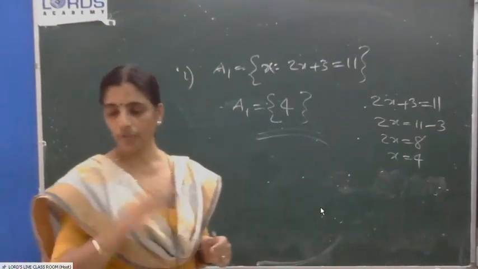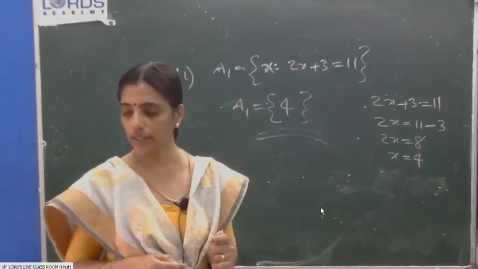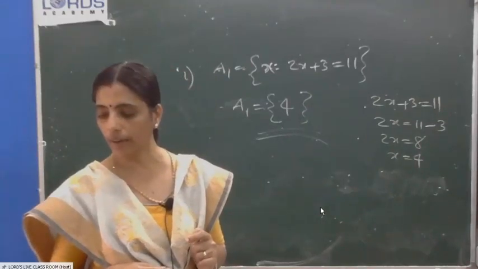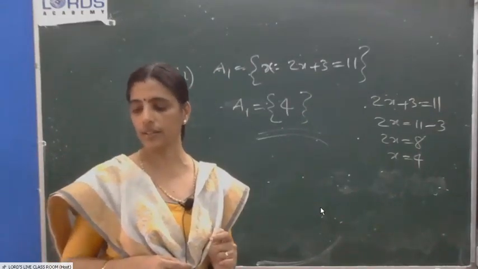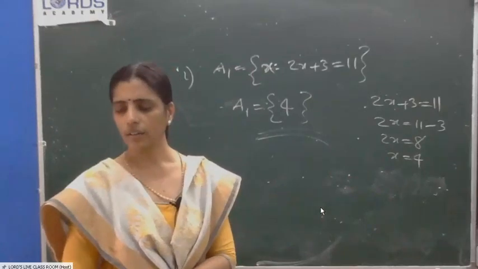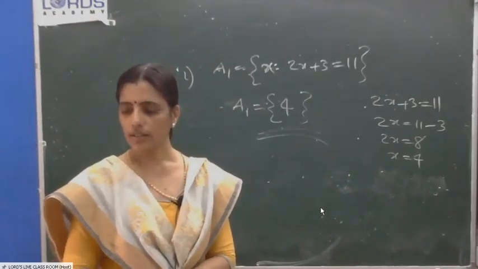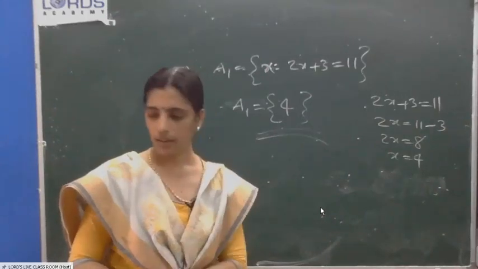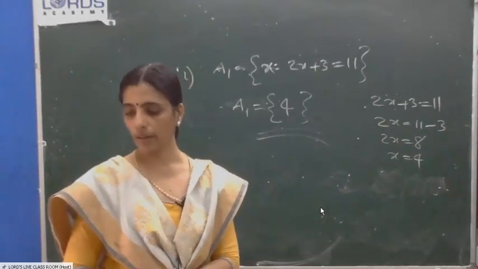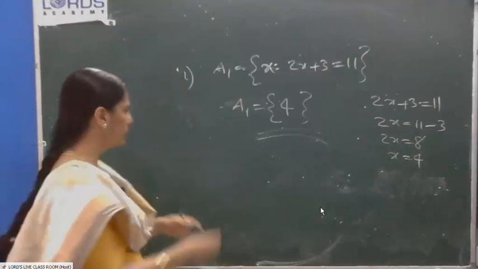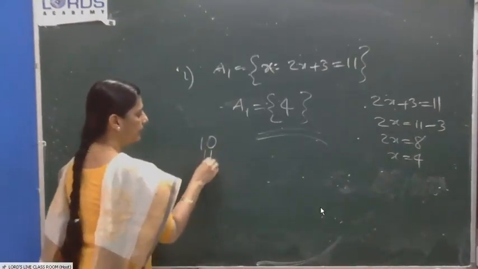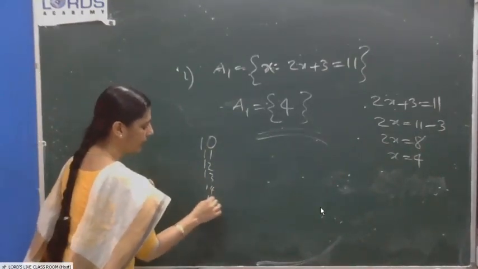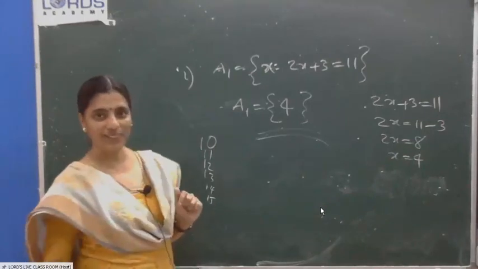All of you read. A4 equal to x such that x is a 2-digit number and sum of the digits of x is 7. Which are the members? It should be a 2-digit number and sum should be 7. 2-digit numbers which all? 10, 11, 12, 13, 14, 15. Oh, I can't write fully, no? Sorry.